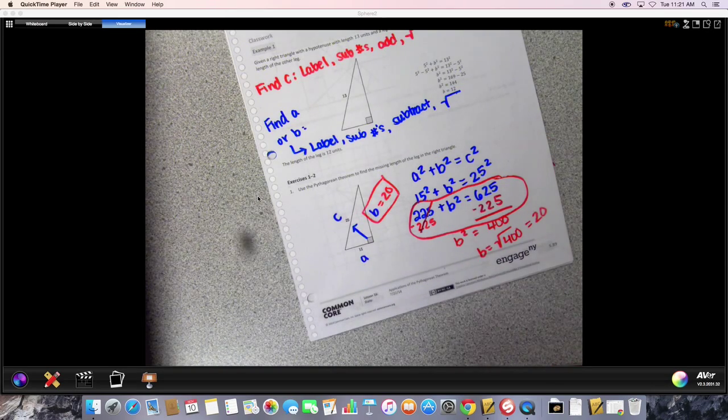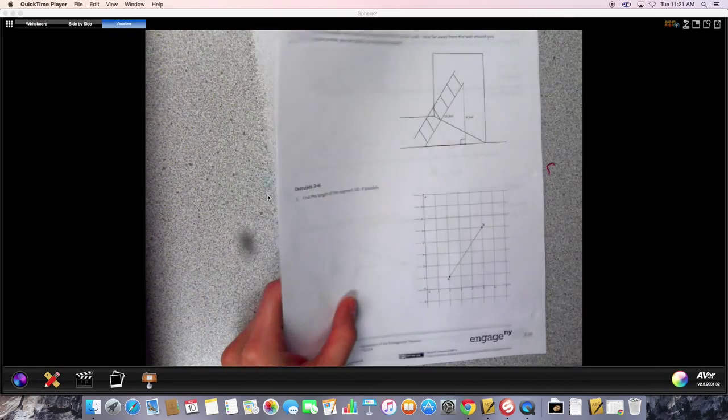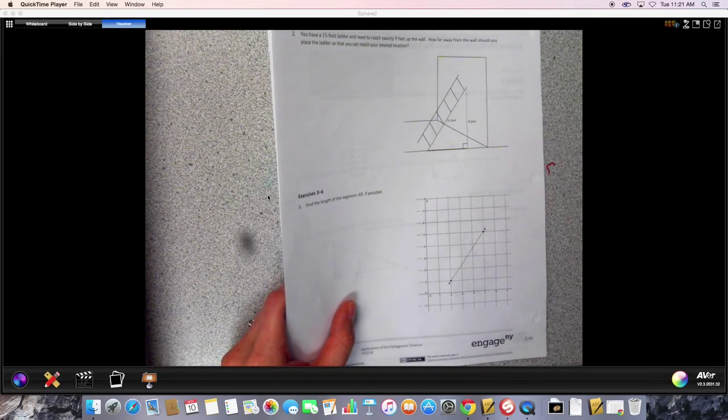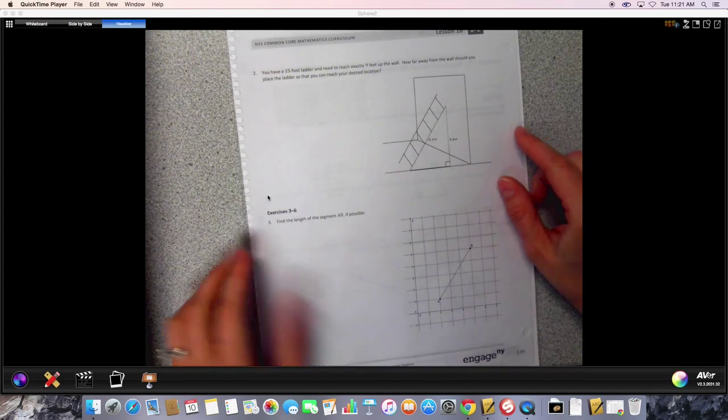Okay, moving on. On the next page, the next part of our notes is going to add some story problems for us that have to do with the Pythagorean theorem. If you take a look at the next page, we are going to start with the ladder problem. It says you have a 15-foot ladder and need to reach exactly 9 feet up the wall. How far away from the wall should you place the ladder so that you can reach your desired location?